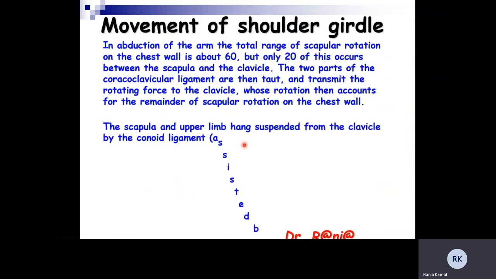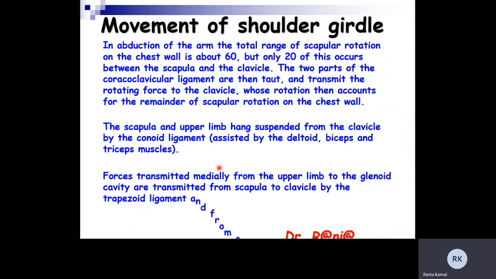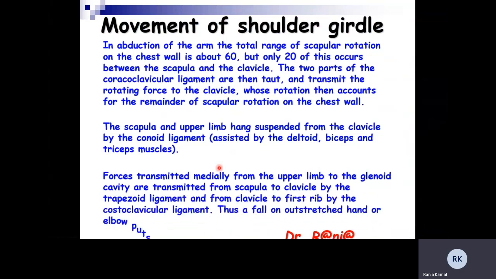The scapula and the upper limb are hung by the conoid part of the coracoclavicular ligament, assisted by the deltoid, biceps, and triceps muscles. However, the force transmitted medially from the upper limb to the glenoid cavity is transmitted from the scapula to the clavicle through the trapezoid part of the coracoclavicular ligament, and from the clavicle to the first rib by the costoclavicular ligament. An outstretched hand will put no strain on either end of the clavicle.